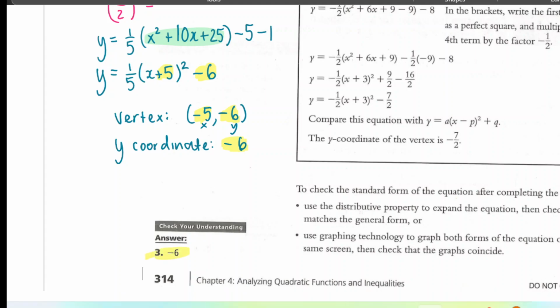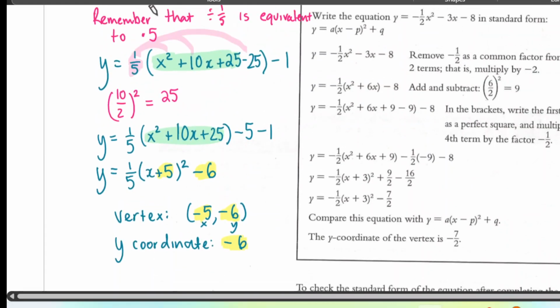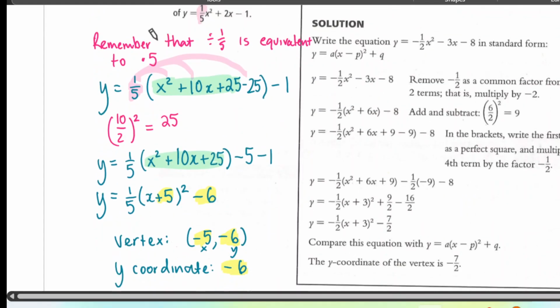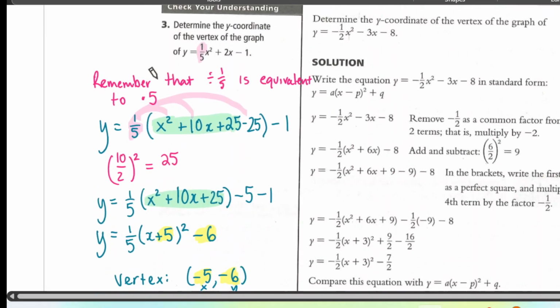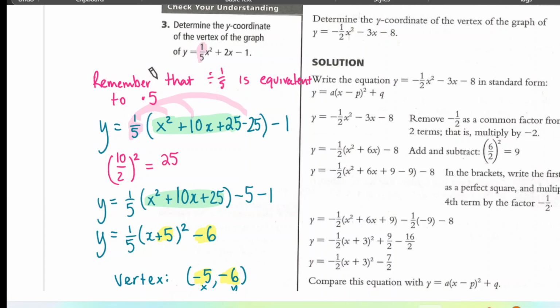Okay, so I've shown you 3 examples of how you go from general form into standard form with 3 different types of a values, but you're using the same 3 steps every time. Factor out that a, move the number to the outside of the bracket, factor that perfect square, and then you're done. All right, that's the end of the lesson.